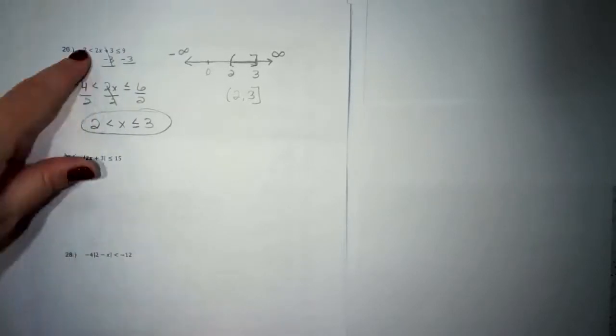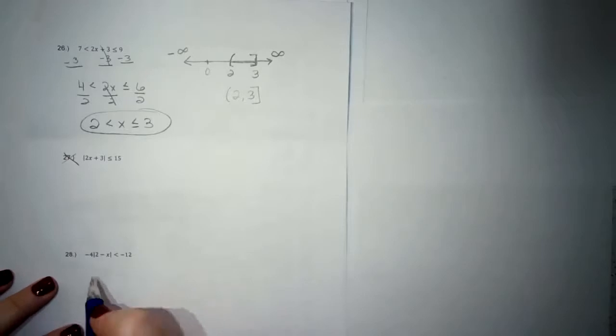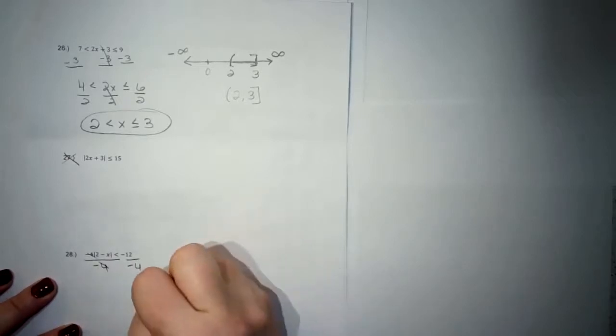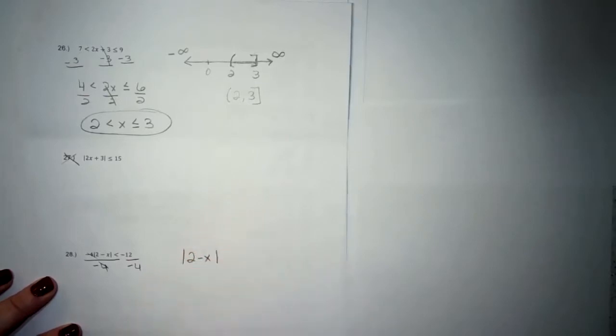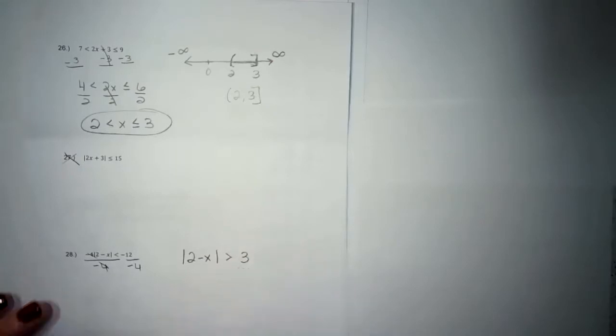Look at the difference in 28 and 26. There's an absolute value. Absolute value means you have to do some other stuff, right? It's a little different. Before we know what we have for absolute value, because it depends if it's less than or greater than, we have to isolate. And then, what happens when I divide by that -4? We got to flip it. It's a greater than 3.